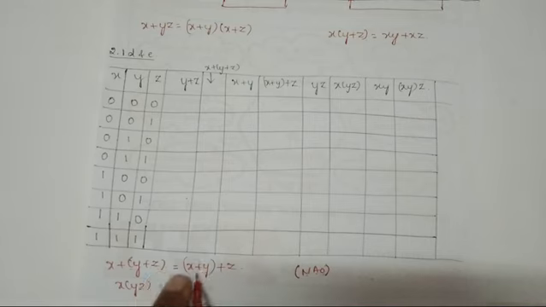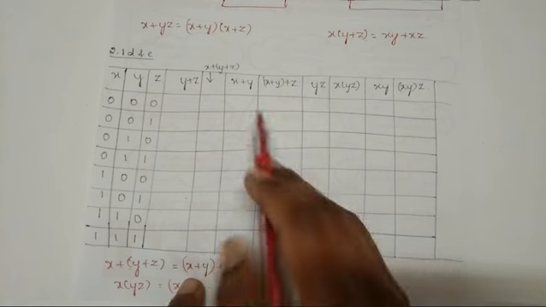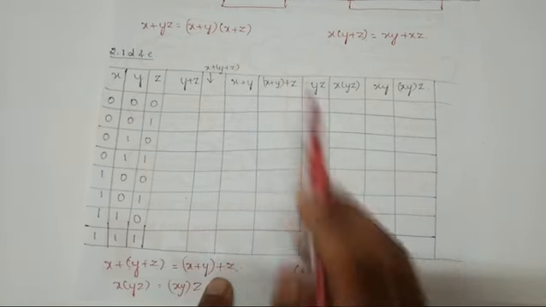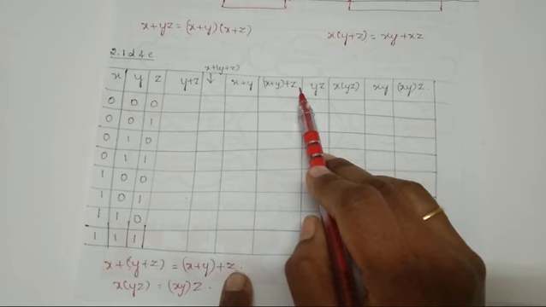Fine. Next, here the same rule. While solving this expression, is there any bracket, parenthesis? Yes. So the contents in the parenthesis must be evaluated first. So I have taken x plus y. Next, is there any NOT gate? No. AND gate? No. OR gate? Yes. So write (x plus y) plus z.